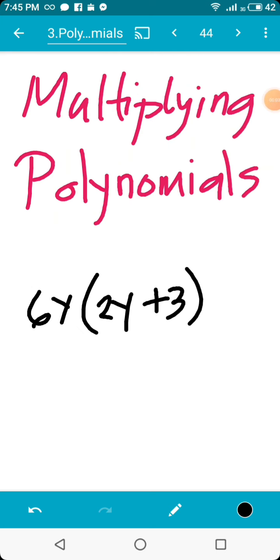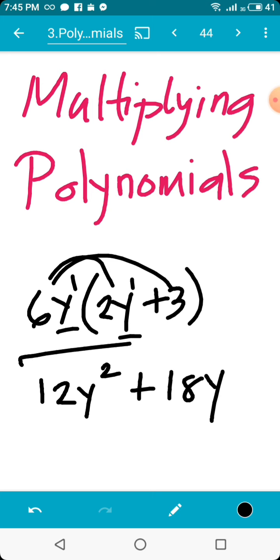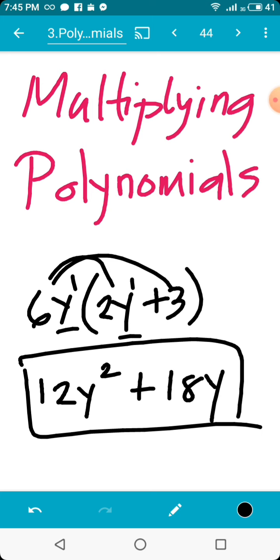Okay, so let's multiply yung 6y dun sa sum ng 2y tsaka 3. Okay? So, gagamit na naman tayo ng distributive property. Okay? So, 6y times 2y. So, we have 12. And then again, yung variable na y, that will become y squared. Okay? I-add lang natin yung kanilang exponent. And then 6y times positive 3 is positive 18y. Okay? So, ito yung kanilang product.